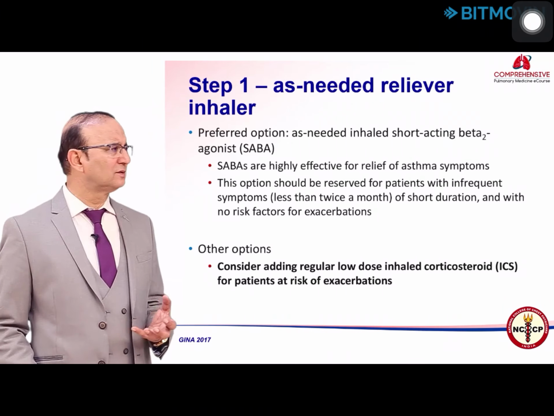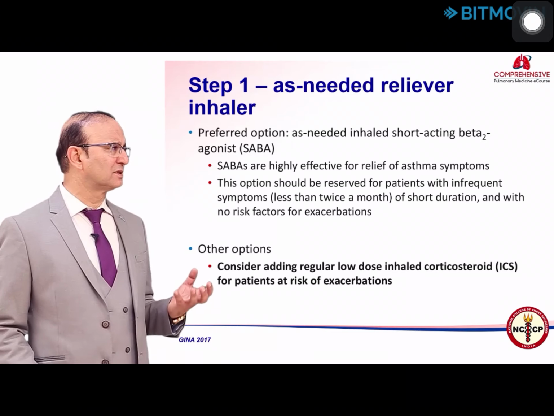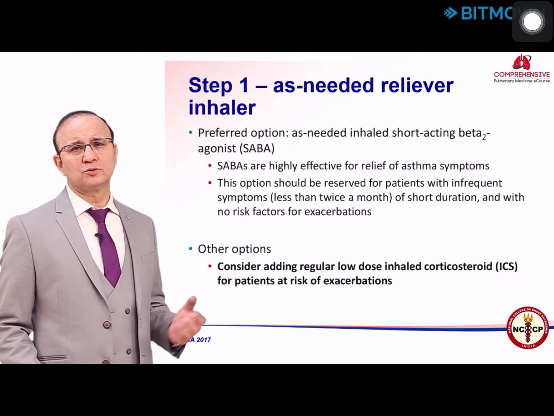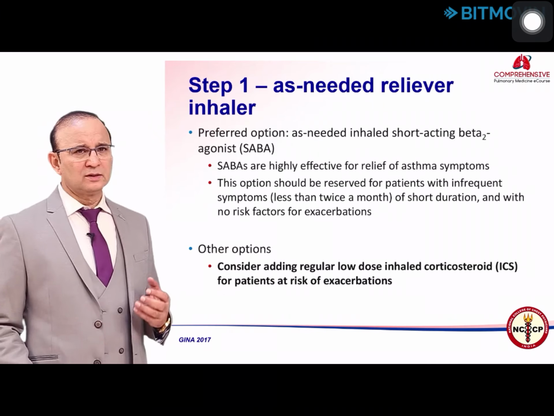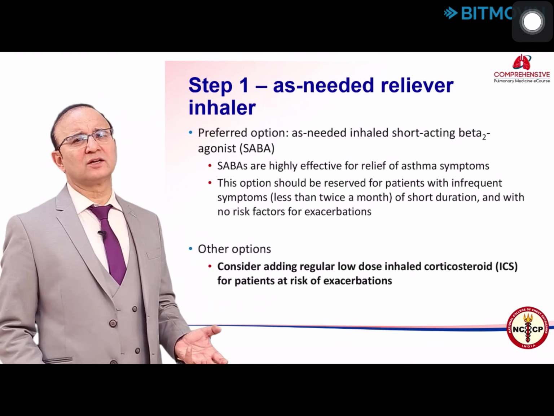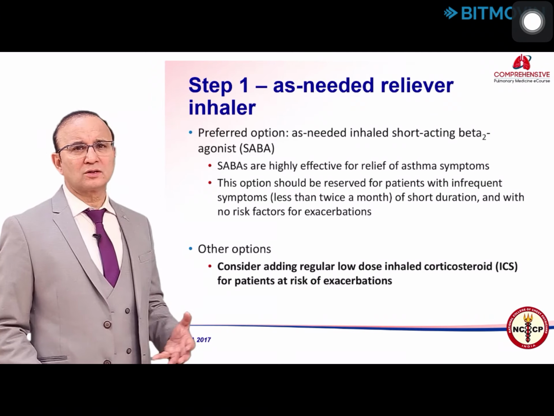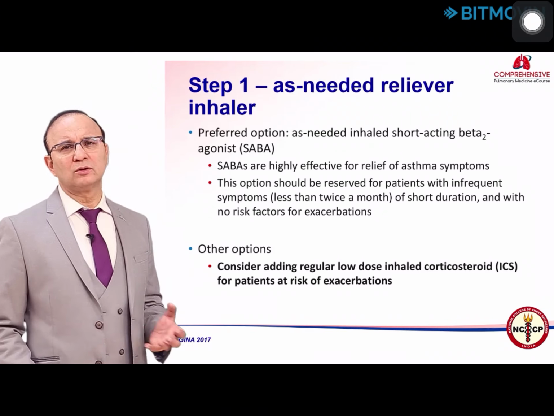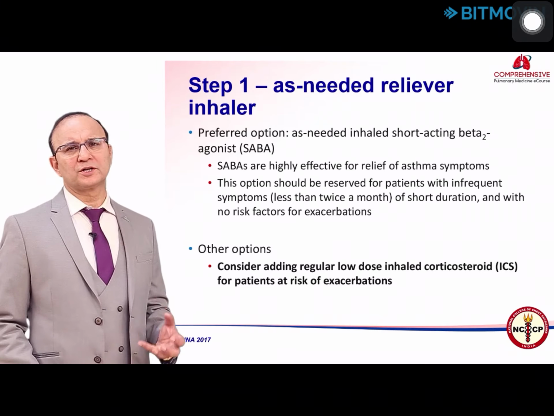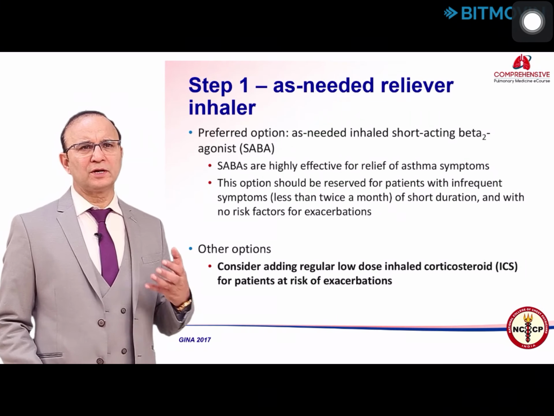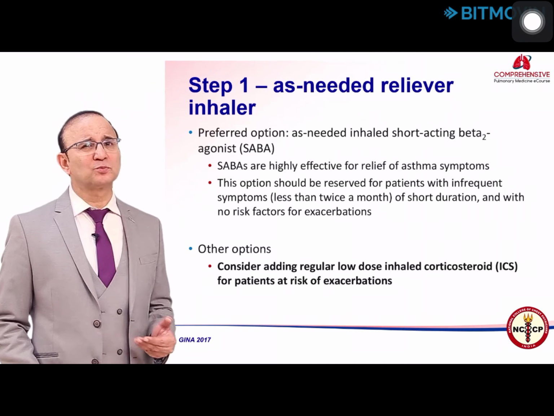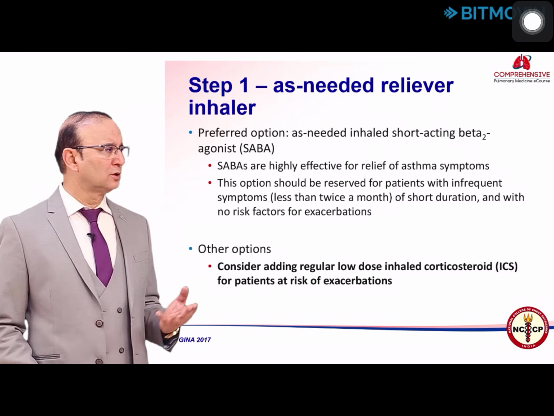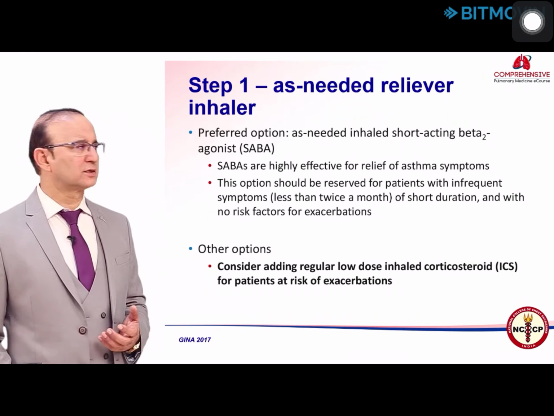The option is reserved for patients with infrequent symptoms, that means less than twice a month, of short duration, and with no risk of exacerbation; you use a short-acting beta-2 agonist. In every step they have suggested other options based on current literature, which is not so strong: consider adding regular low-dose inhaled steroids for patients at risk of exacerbation. So once you label an asthma, ideally the patient should be on very low doses of inhaled corticosteroids, particularly if he has a risk of exacerbations.